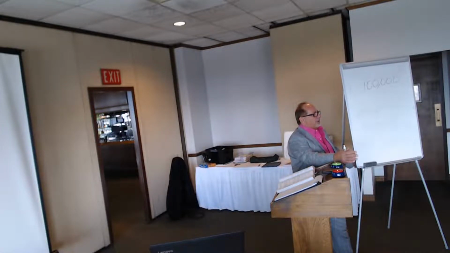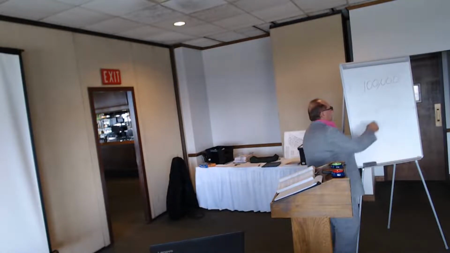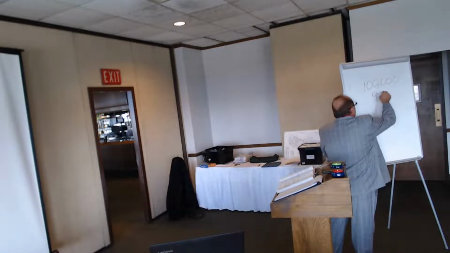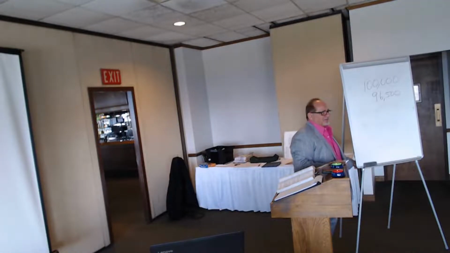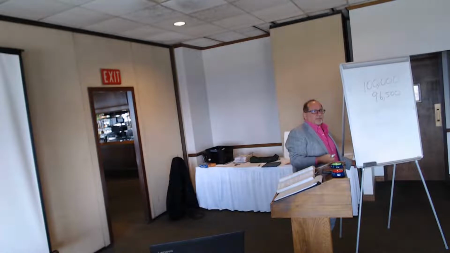If the purchase price is 100,000 and you know the FHA guidelines are 3.5% down, that means the loan to value would be 96.5, right? 96.5 plus 3.5 make 100%. So what's 96.5% of 100,000? Did anybody get 96.5? Get your calculator out. Type in 96.5 and multiply that times 100,000.